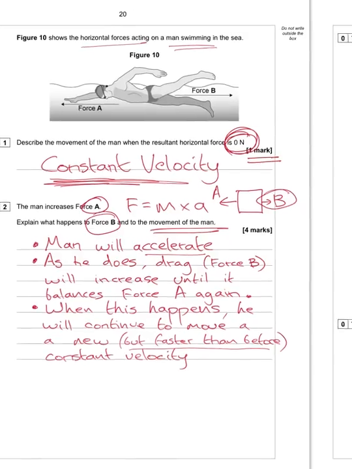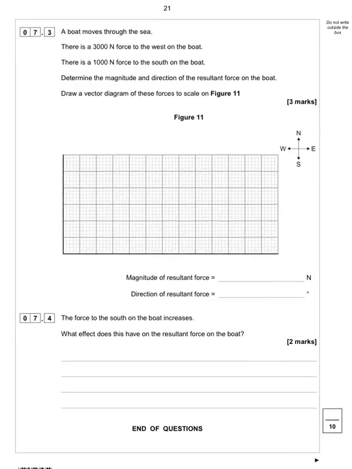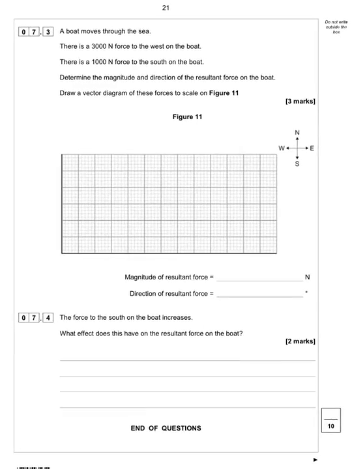Okay, moving on then to 7.3. This is all to do with vector diagrams, which we did all the way back in year 10, so you might want to go back over vectors. There is a boat moving through the water. There is a 3,000 newton force west, and a 1,000 newton force south. Determine the magnitude and direction of the resultant force.